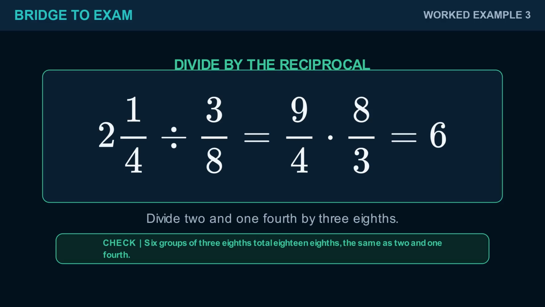Worked example 3. Divide 2 1/4 by 3/8. Convert the mixed number to 9/4, change division to multiplication, and reciprocate the divisor. 9/4 times 8/3 simplifies to 6. Check. 6 groups of 3/8 total 18/8, the same as 2 1/4.